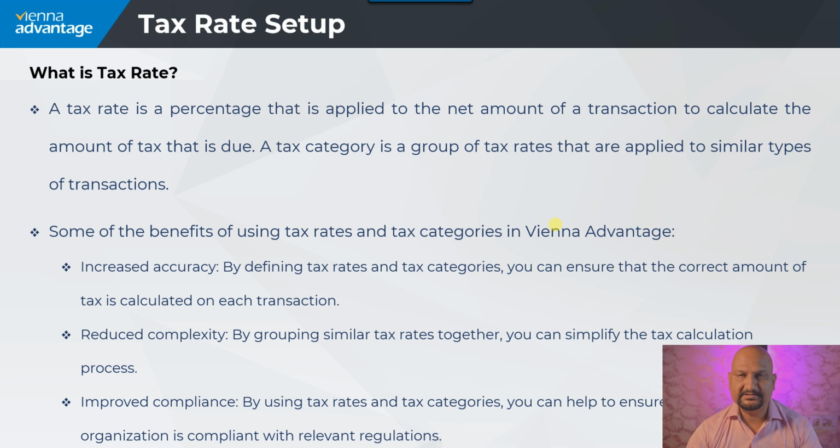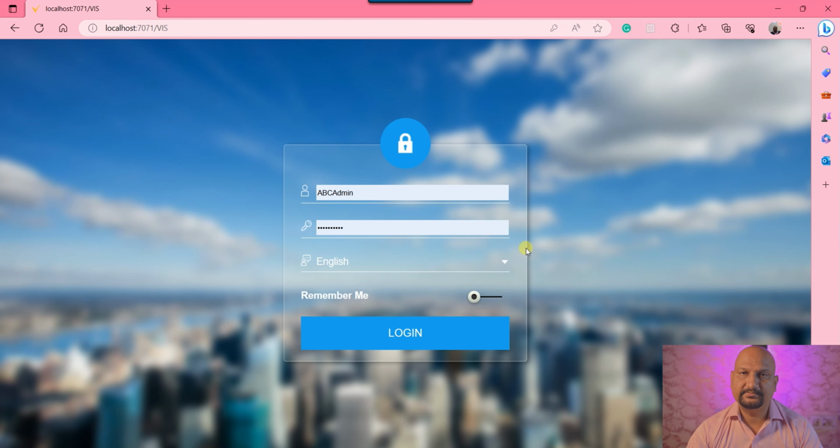Let's move on to the VA system, and we'll configure a few of the tax categories as well as a few of the tax rates. So let's move on to the VA system.